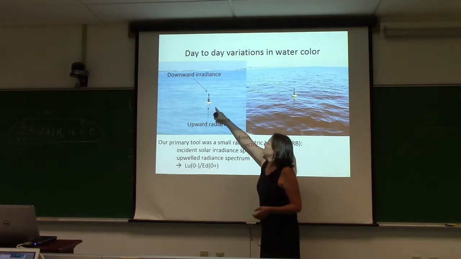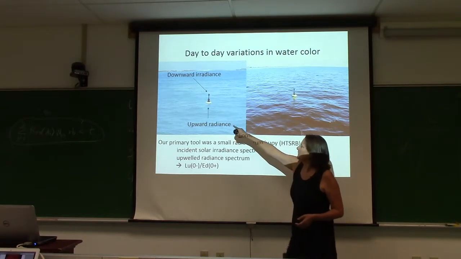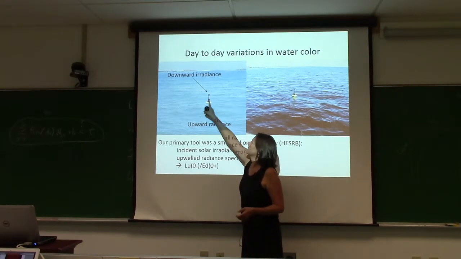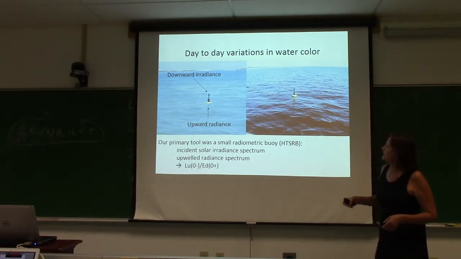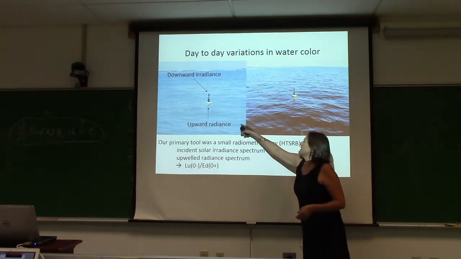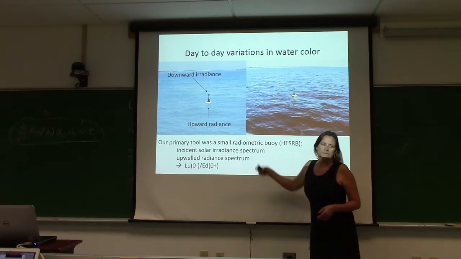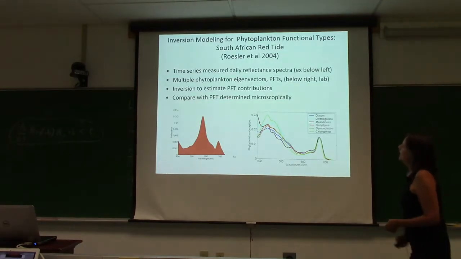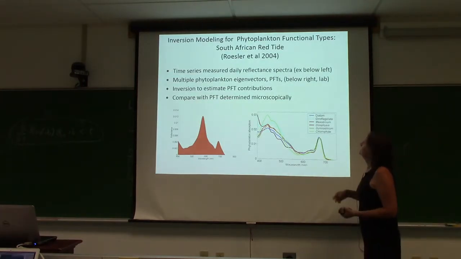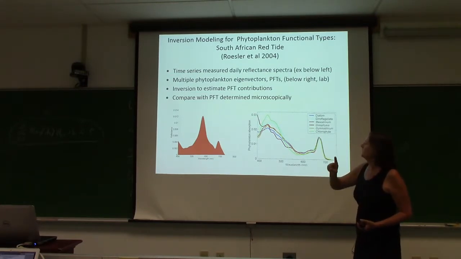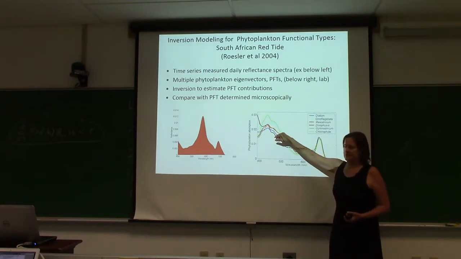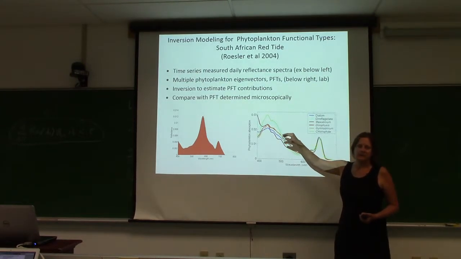So here's a little TSRB buoy. It just floats and measures reflectance. So it's measuring upwelling radiance beneath the surface and downwelling irradiance. You have to correct the upward radiance across the surface. But the day-to-day changes in water color are pretty astounding. So I did exactly the same inversion that I just showed you, except that instead of having one absorption spectrum, I put in 6. And then tried to find the concentrations of each one of these.